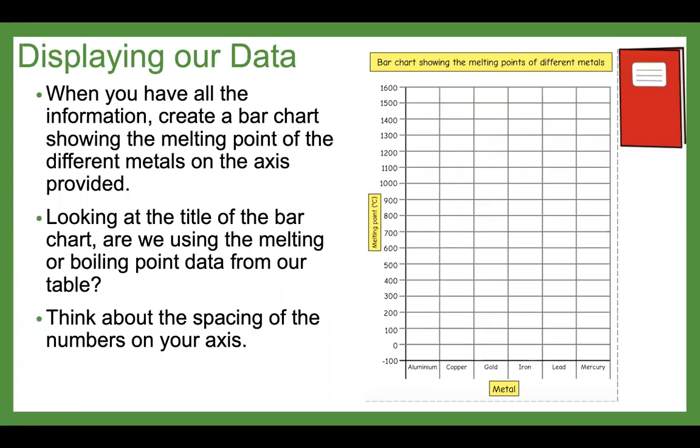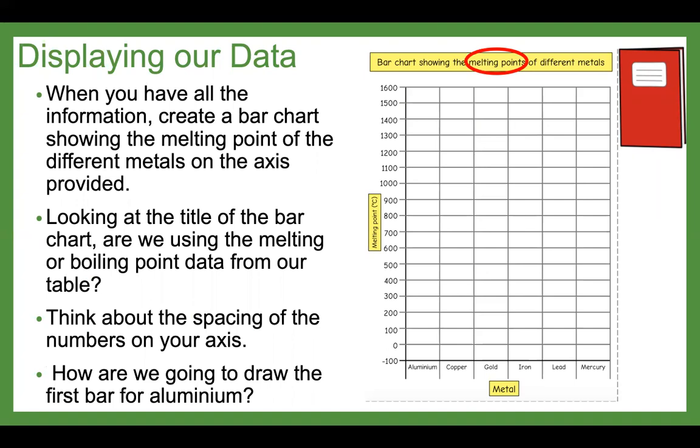Displaying our data. When you have all the information, create a bar chart showing the melting point of the different materials on the axis provided. Looking at the title of the bar chart, are we using the melting point or boiling point data from our table? Well done if you thought about it and you said the melting points. Think about the spacing of the numbers on your axis.